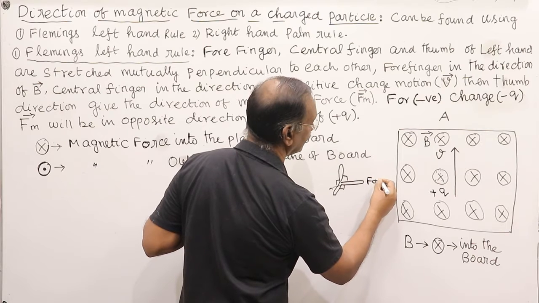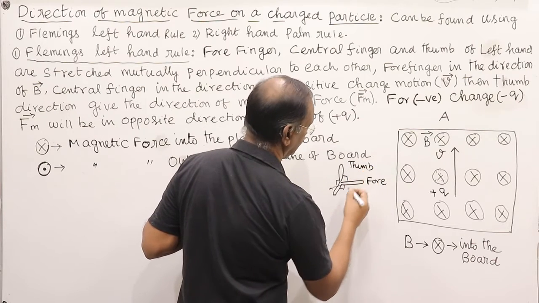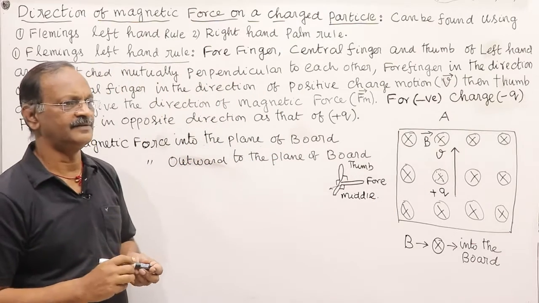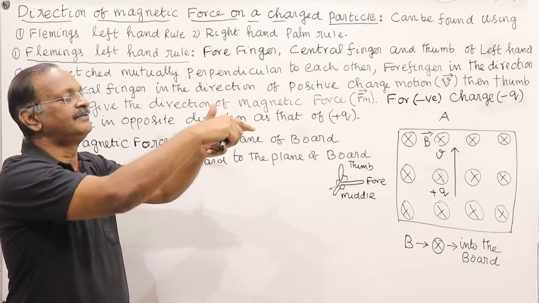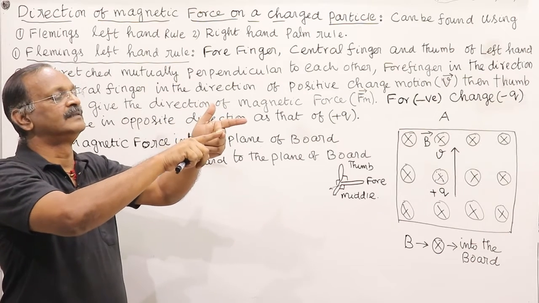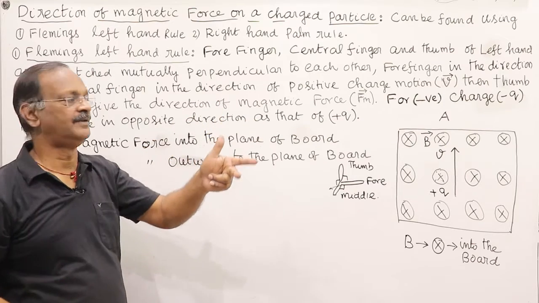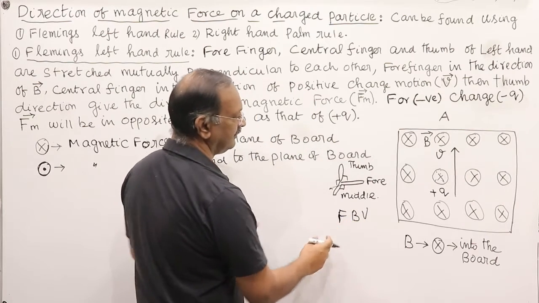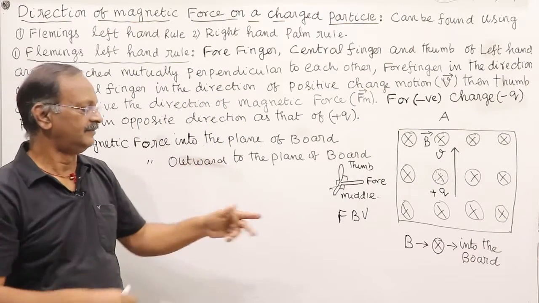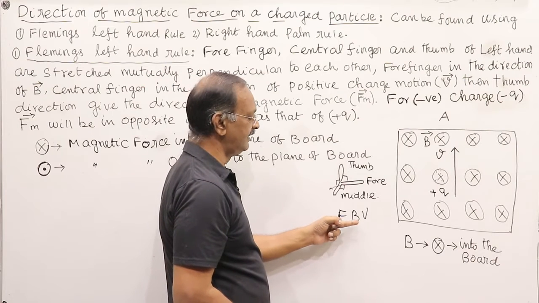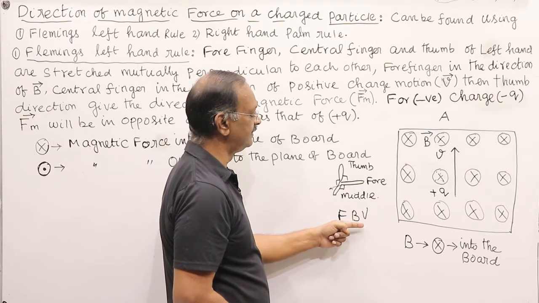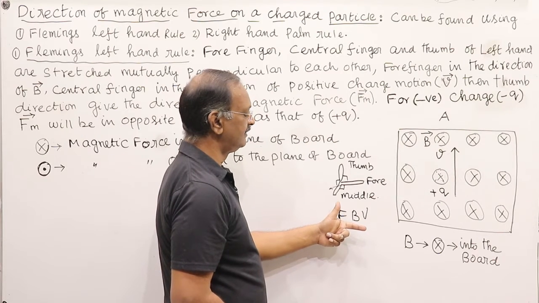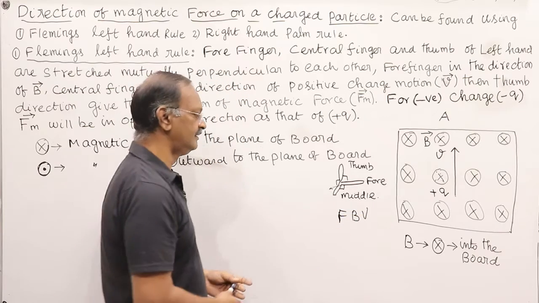This is the forefinger, this is the thumb, and this is the middle finger, or central finger. The forefinger indicates the magnetic field, the middle finger indicates the motion of the charge, that is the velocity, and the thumb gives the direction of force. You remember this as FBV: thumb, forefinger and middle finger. Thumb is the force, forefinger is the magnetic field, and middle finger is the velocity. We use this simple method.